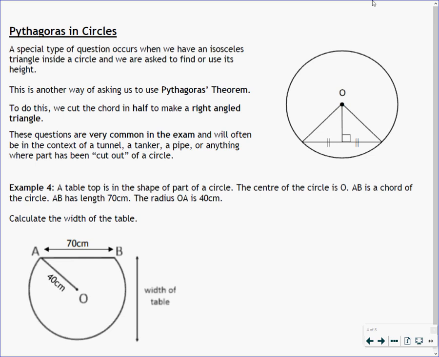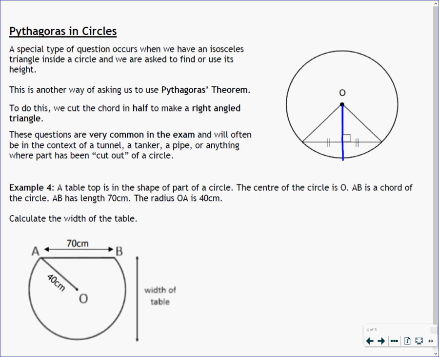Okay? So, exactly what I just said, it says in the third line down here: to use Pythagoras' theorem, we need to cut the chord in half to make the right angle triangle. These questions are very common in exam situations and can sometimes be in the context of a train tunnel, a tanker, a pipe, or anything where part of the circle has actually just been cut out. So what you have to remember here is that the radius always bisects the chord at right angles. Okay?